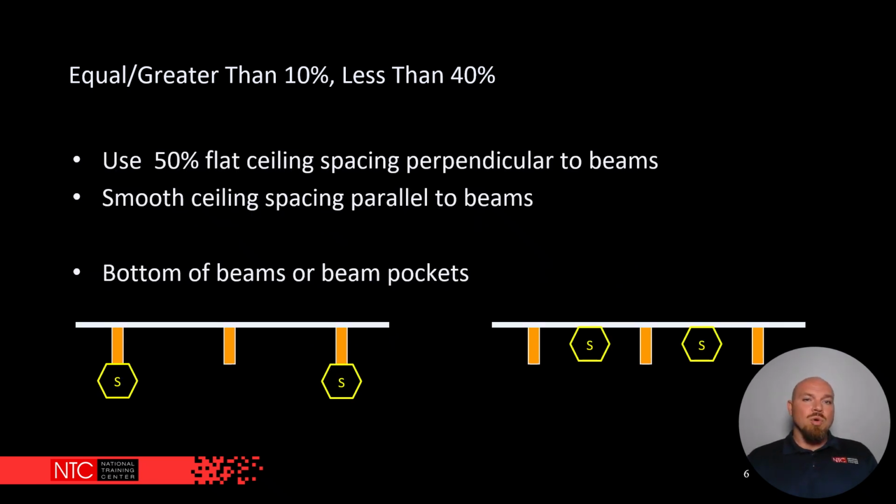When we are equal to or greater than 10% of the ceiling height for beam depth, but less than 40% of the ceiling height for beam spacing, we use 50% of the flat ceiling spacing perpendicular to the beams. Smooth ceiling spacing is used parallel to the beams, and your smokes might end up on the bottom of the beams, or they may end up in the beam pockets themselves.